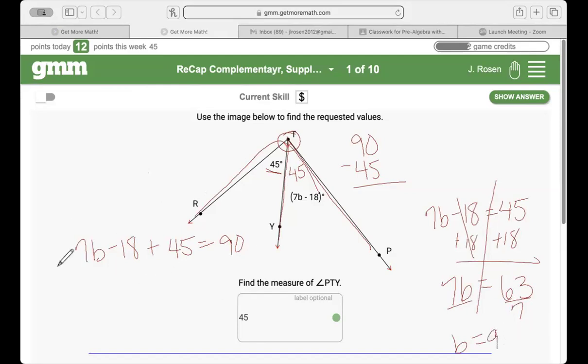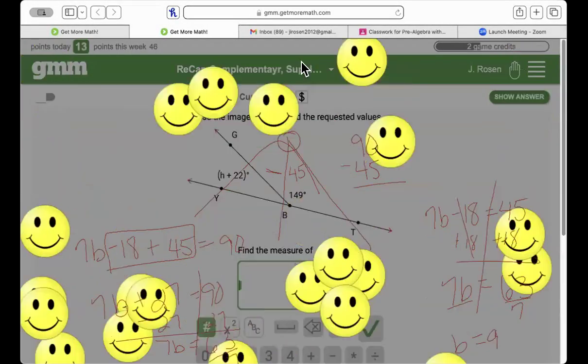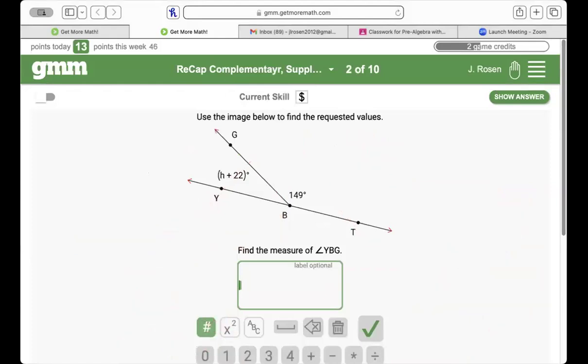Okay. If you wanted to check this one over here, you could do that as well. So we're going to combine like terms. So that would be negative 18 plus 45 is 27. And then subtract the 27. So 90 minus 27 in my calculator gets me 63. And if you notice, that's the exact same thing we had over here. So you could set it up however you choose to do it, but either which way, B is going to equal 9. I like to choose the one with the least amount of steps, so that's where I would go.